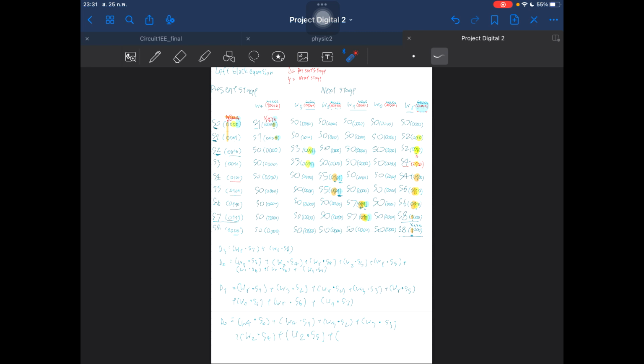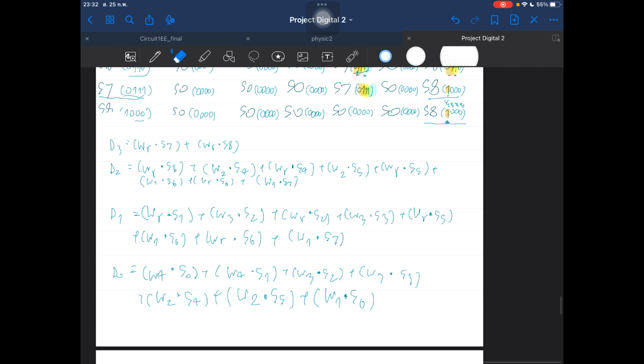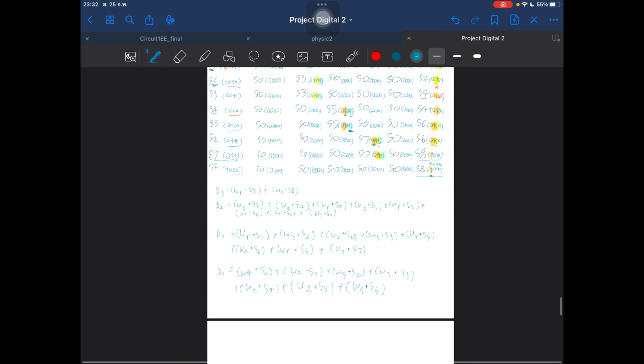State 6, 0 here, 0 here, 0 here, 1 here. 1 here, look at the input first. Input is W1 and state 6, and finish. Look at each one, 0, 0, then we don't look. State 6 is finished. Go to state 7.